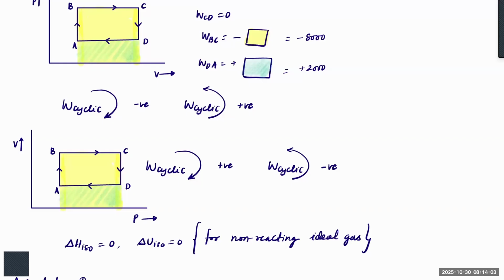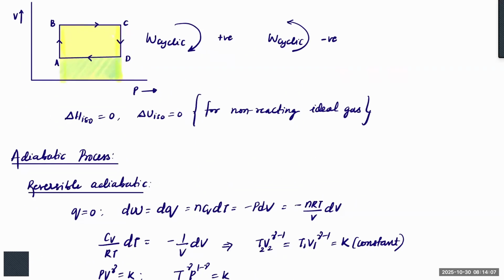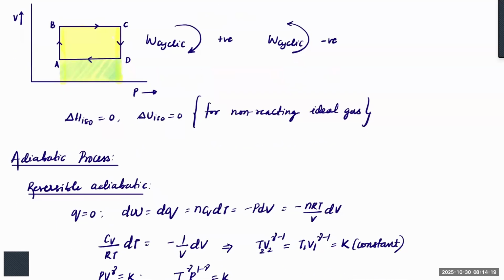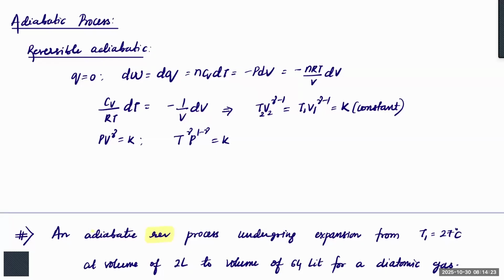Next, if it is delta H or delta U of isothermal for a non-reacting gas, since the temperature is not changing, these values will be zero. Now, let's see about the adiabatic process.